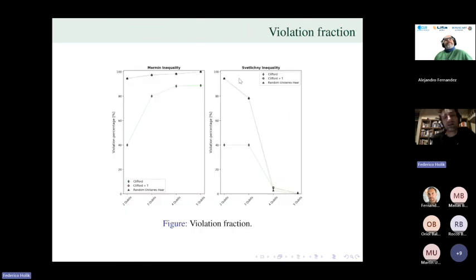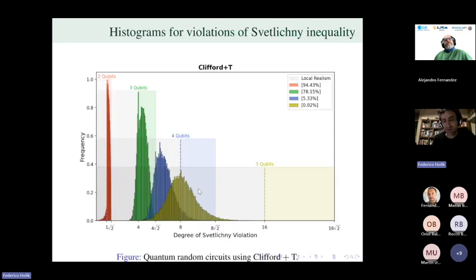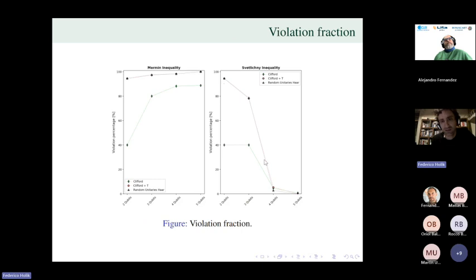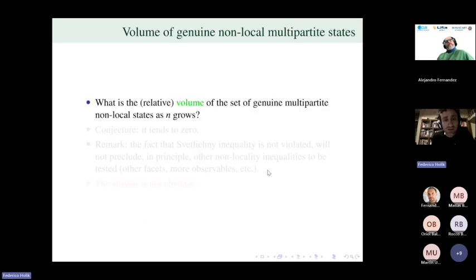And if you compare the results with the Mermin inequality, which is a similar inequality, but testing only non-locality, you get a lot of non-local states. So most of these states are non-local with regard to Mermin, but not with regard to this particular phase that we are using of the Svetlichny. So this allows us to formulate the question: what happens with the relative volume of genuine multipartite non-local states? This is an unknown, this has no known solution up to now.